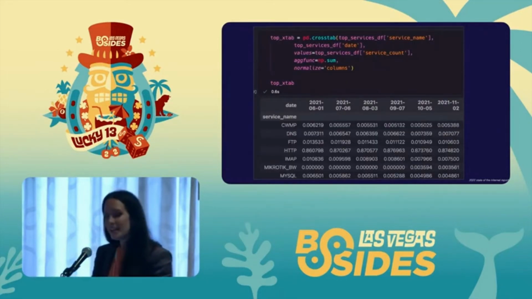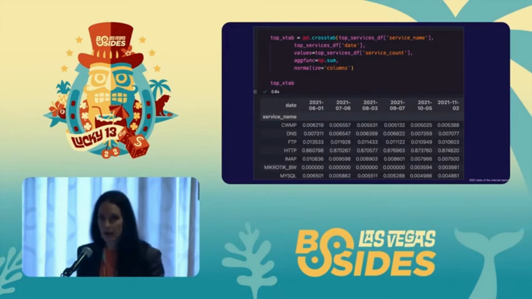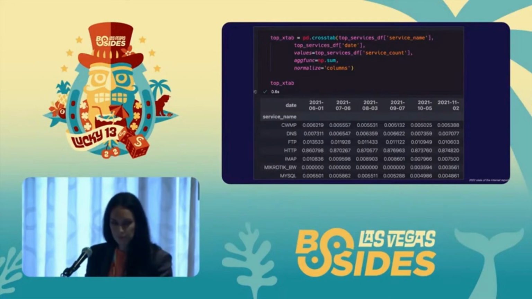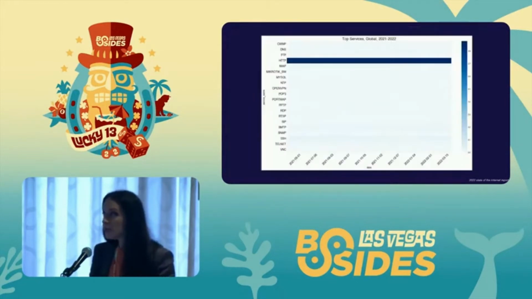So here, we can put this data into a crosstab and compute percentages for each of these dates that are columns. We can compute what percentage each service represents for each of these dates. And then we can plot it, because quite frankly, this is a little hard to make sense of. So here's what we get. And I'd like to direct your attention to the fact that this is not actually a bar chart. This is a time series heat map.